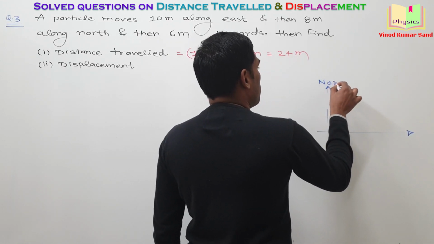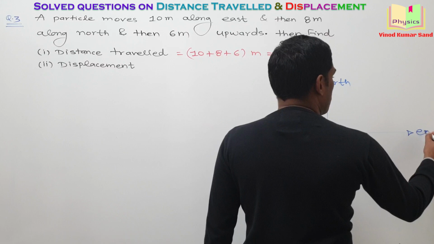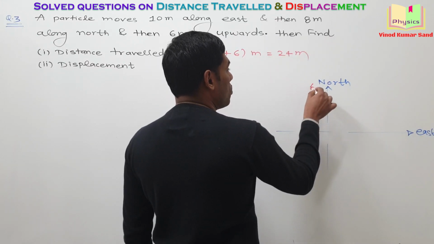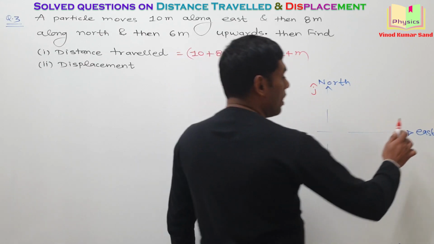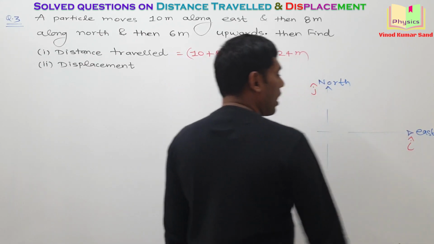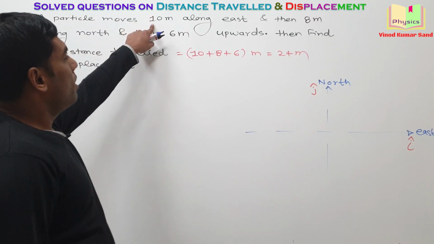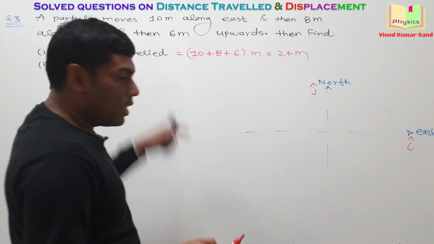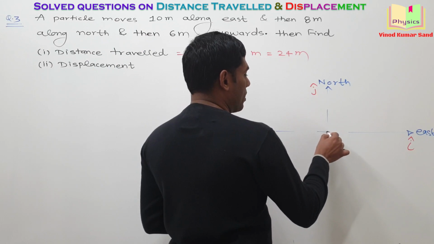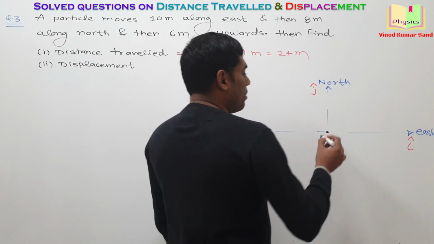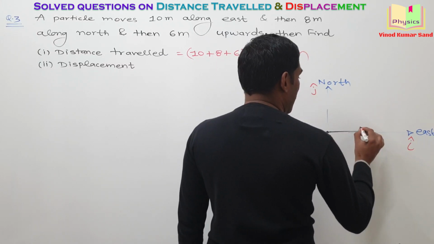This is the north and here is the east. Along the north, let's say we define the j cap unit vector. Along the east, we define the i cap unit vector. Question says particle is moving 10 meter along the east. Suppose the particle starts here from O, the origin. 10 meter along the east means like this.